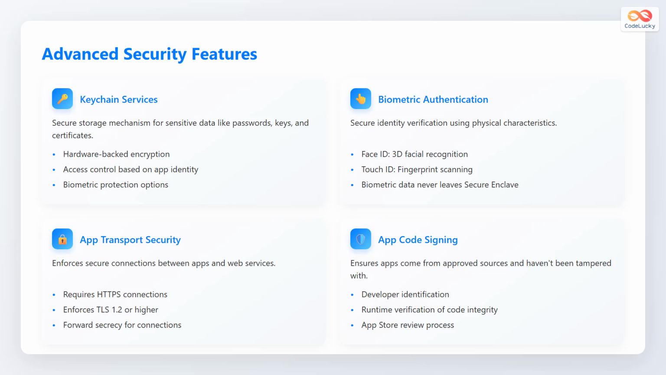App Transport Security enforces secure connections between apps and web services, requiring Hypertext Transfer Protocol secure connections, enforcing Transport Layer Security version 1.2 or higher, and ensuring forward secrecy for connections. App code signing ensures apps come from approved sources and haven't been tampered with, verifying developer identification, performing runtime verification of code integrity, and involving an App Store review process.